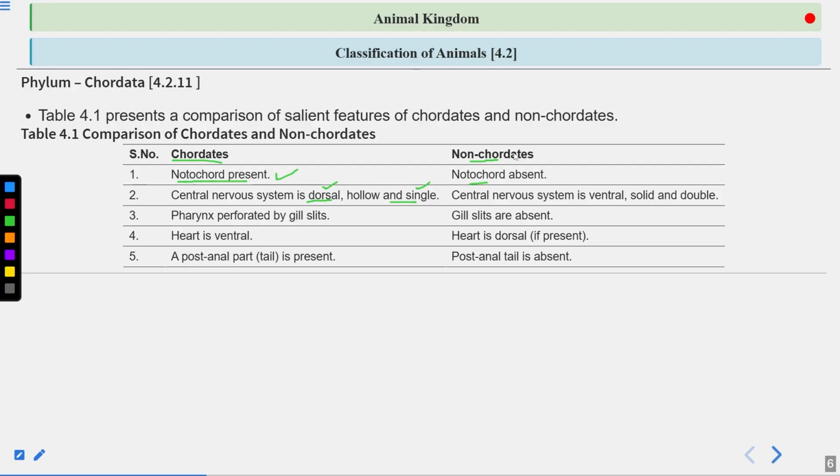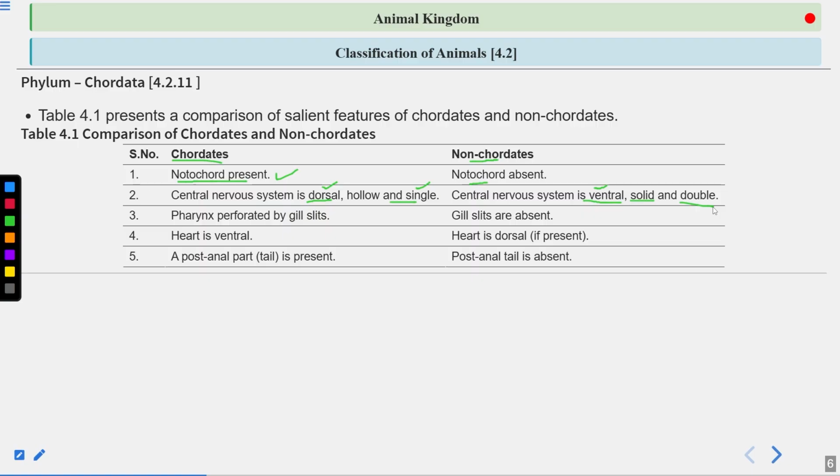Now see in the case of non-chordates, it is ventral in position, just opposite to the chordates' position of the central nervous system. Now you can see here the chordates' central nervous system is hollow, whereas in non-chordates, the central nervous system is solid type. It is single here, and in the case of non-chordates, double. So the nervous system exhibits a very big difference: what is the position of the central nervous system, whether it is hollow or solid, single or double, right?